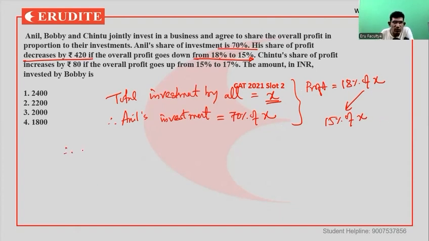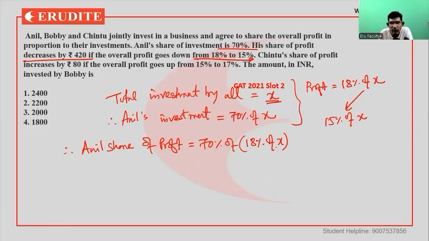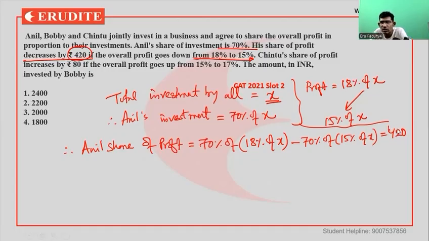So what will be Anil's profit in that case? Anil's share of profit will be 70% of profit. So in the first case, it will be 70% of 18% of X. And the second time, when the profit is 15%, Anil's profit will be 70% of 15% of X. And the difference in profit is rupees 420 because Anil's profit has decreased by 420. So I can make this simple equation, and if I solve it, I can get the value of X.